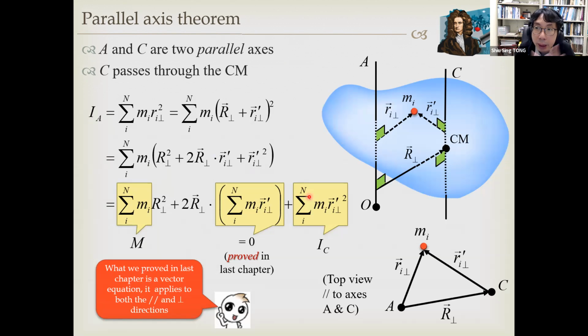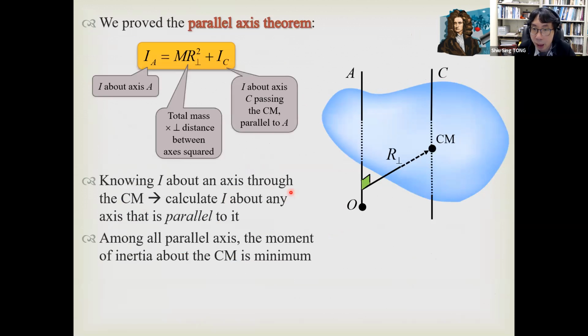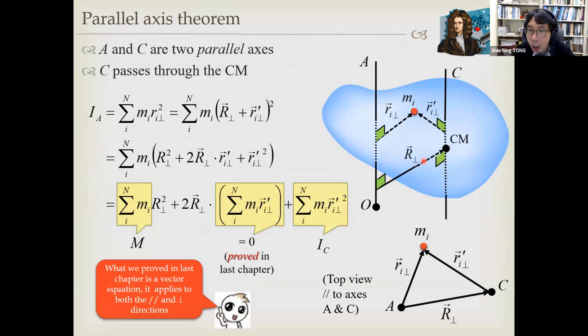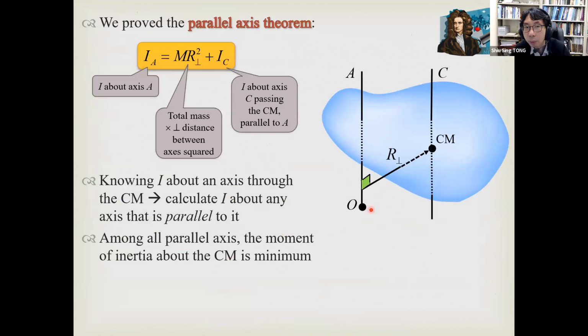Now we would like to discuss an important theorem in calculating the moment of inertia. Now I know that this slide actually looks a little bit scary. So I better, not skip, but I better tell you the result first, in order for you to understand what is happening before showing the proof.